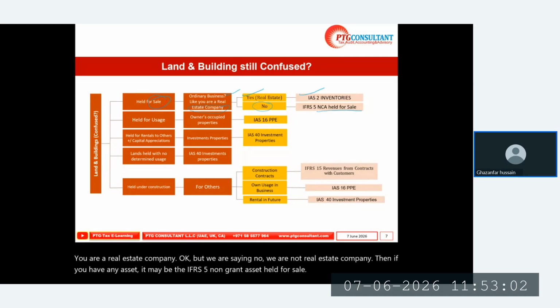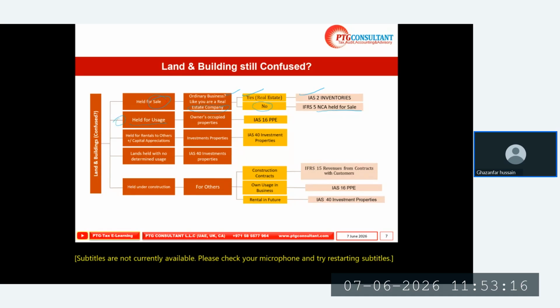Now the second test. The second point is held for use, owner occupied or unoccupied of the businesses. This is the PP, property, plant and equipment. So this second category is also excluded. Here is the inventory, here is the property, plant and equipment. What is that? Office. If you buy an office property and you are using it as your own office, you run your business from that building, so this is your PP.